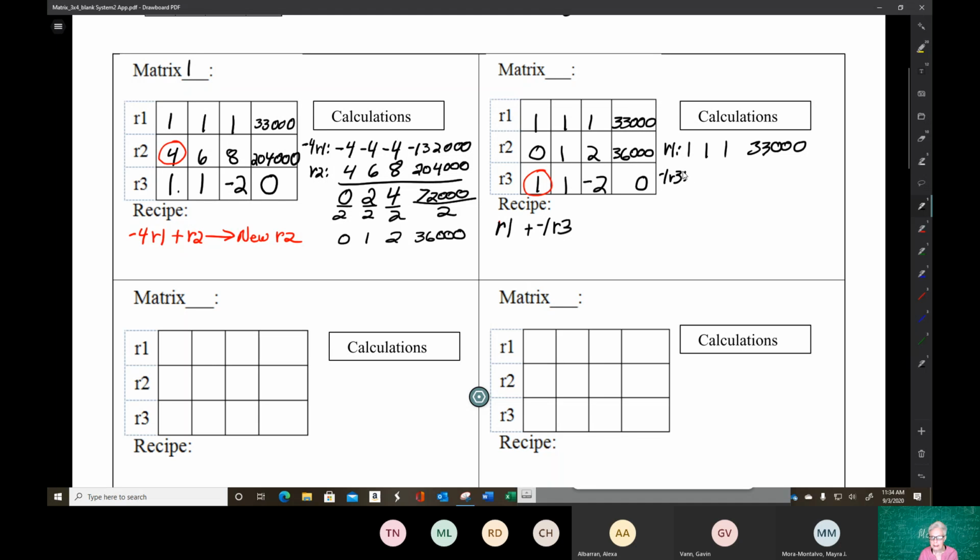Now, negative 1 times this stuff will give me negative 1, negative 1, positive 2, and still 0, because negative 1 times 0 is 0. And then I'll add them together. Okay, 1 minus 1 is 0. 1 minus 1 is 0. 1 plus 2 is 3. And 33,000 plus 0 is 33,000.